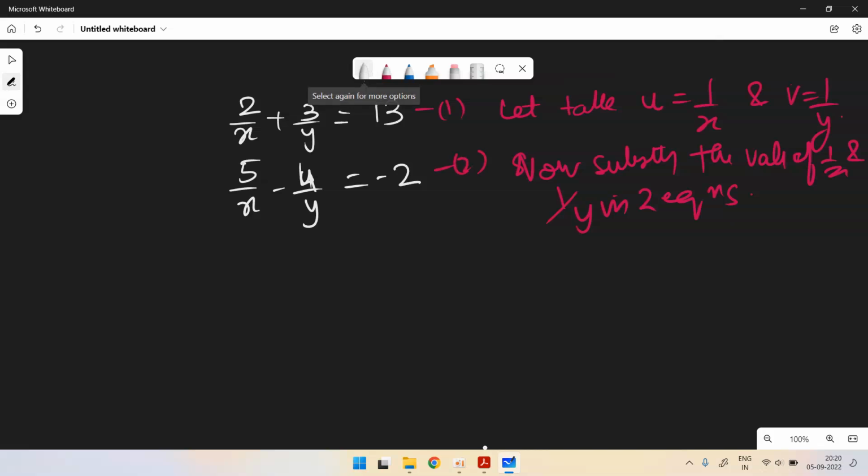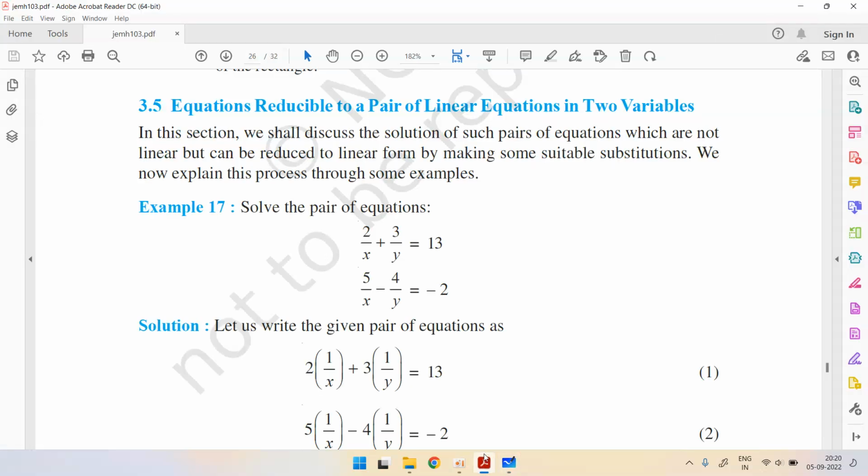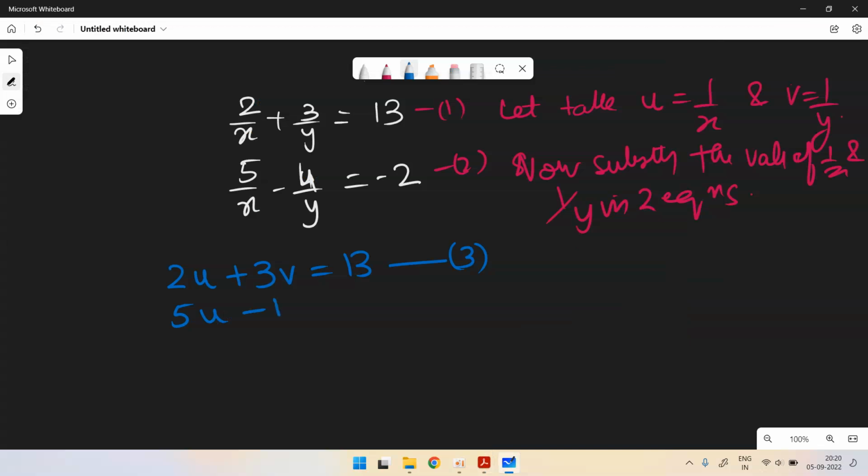So what will this equation turn out to be? This is 2 into 1 by x. 1 by x I have taken as u. So this is 2u plus 3, 1 by y is v. So this is 13. I will call it equation 3. Now 5 into 1 by x, 1 by x is u. So 5u minus 4, 1 by y is v, so this is 4v equal to minus 2. So this minus 2 should become my fourth equation.